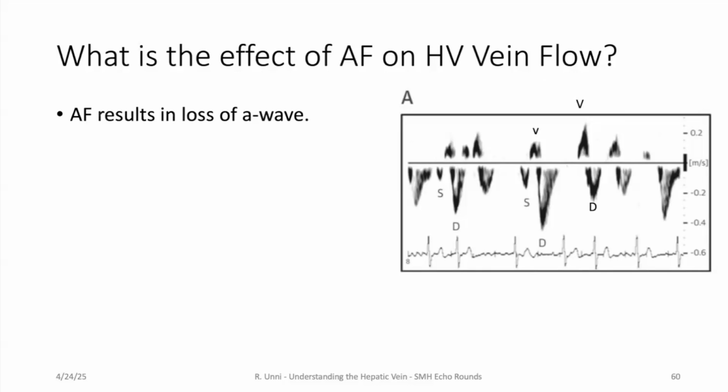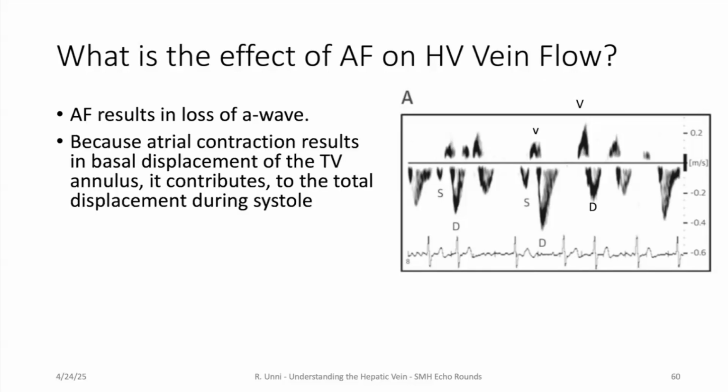So you lose the A wave in atrial fibrillation. When you think about the atria contracting, it actually works a little bit to pull your annulus towards the base of the heart. Every time you've done your RVS prime, if you notice, if they're in sinus, they get a little bit of a negative deflection during atrial contraction. You lose that, and the A wave contributes to the total displacement.